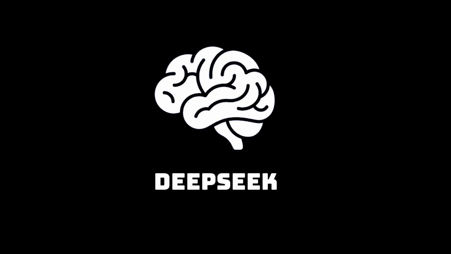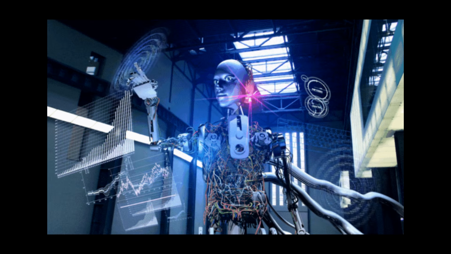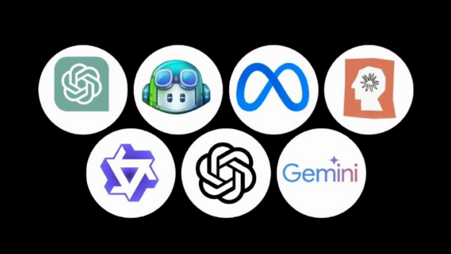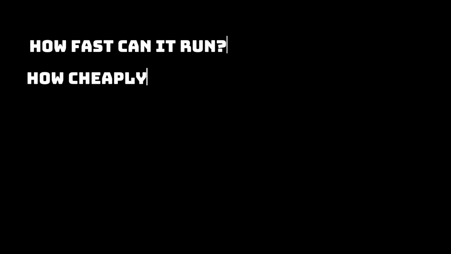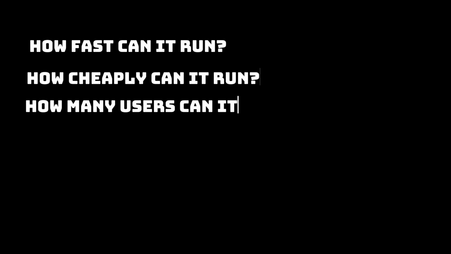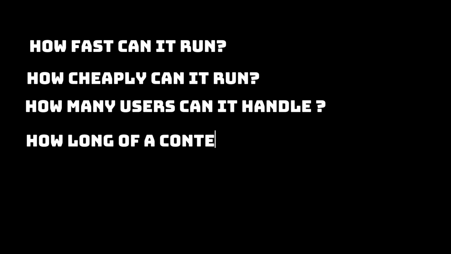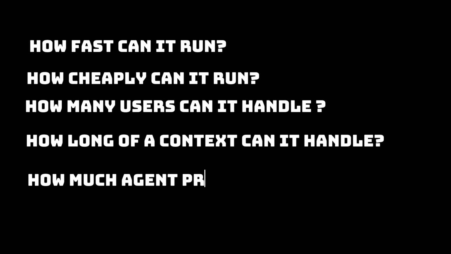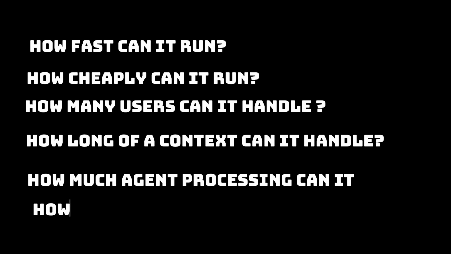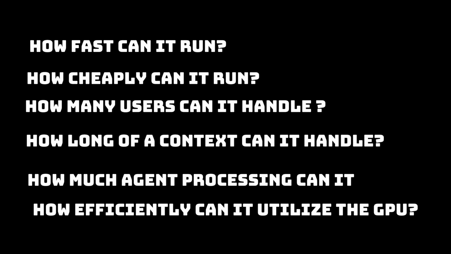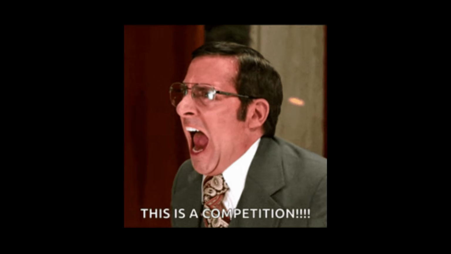However, in the implementation of AI in society, it is a technology that is just as important as the brain itself, because the outcome of an AI competition is no longer determined solely by how intelligent it is. From now on, how fast can it run? How cheaply can it run? How many users can it handle simultaneously? How long of a context can it handle? How much agent processing can it withstand? How efficiently can it utilize the GPU? This is where the competition will begin.